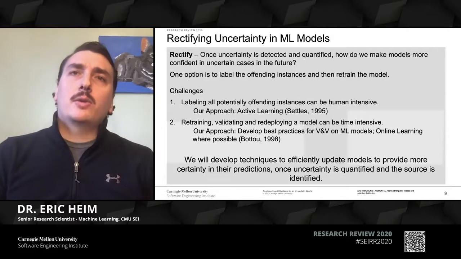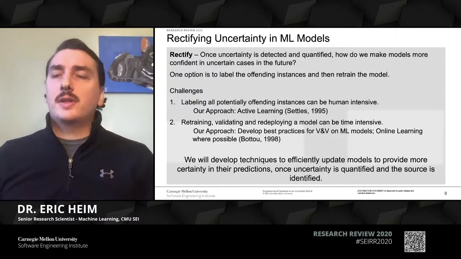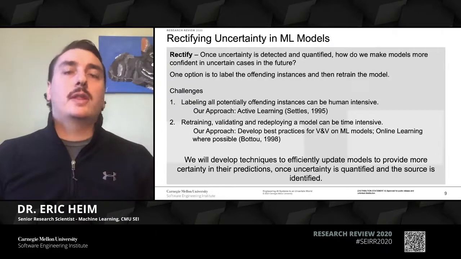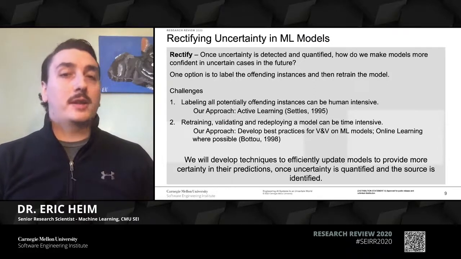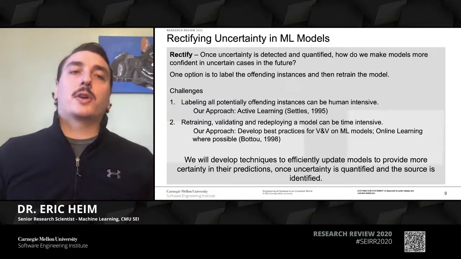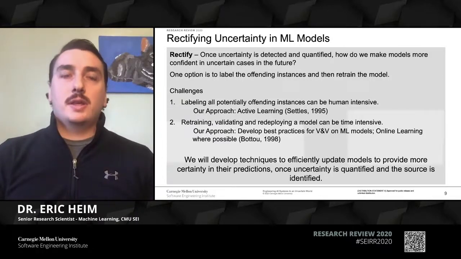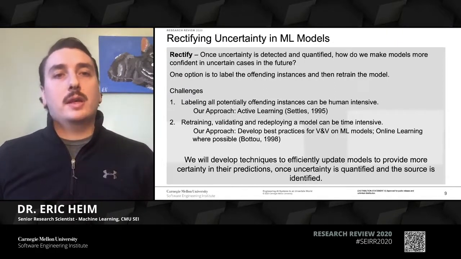And finally, we're going to talk about rectifying these models. So once you're able to quantify and detect the cause of uncertainty in a model, and we identify this as a persistent issue in the deployment environment, how do we rectify this? Once this uncertainty is detected and quantified, how do we make models more confident in uncertain cases in the future?